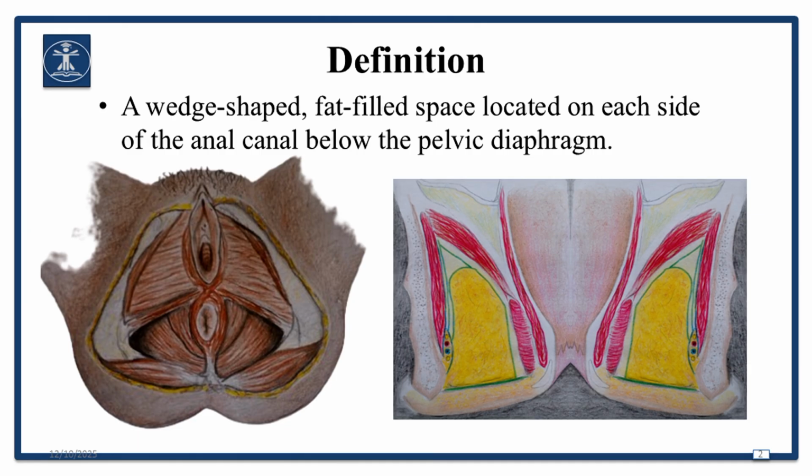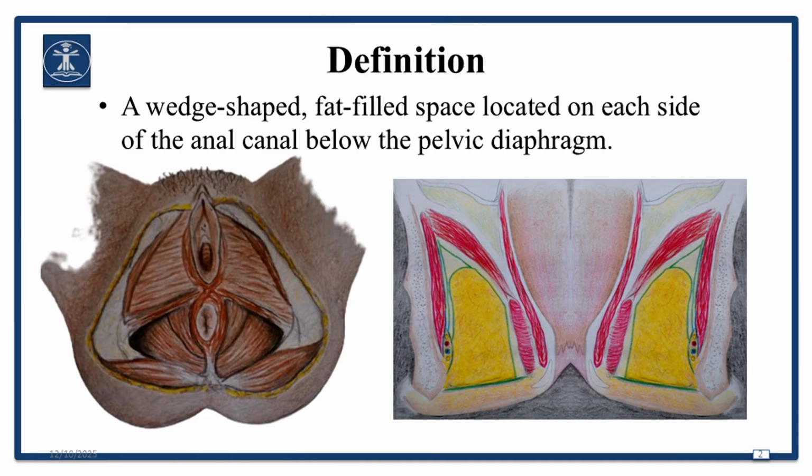Same thing goes for this other image. This very area is the Ischioanal Fossa as well. In the image on the left-hand side, we can see this area. These two areas are the Ischioanal Fossa. Now, these two images are showing us the Ischioanal Fossa from different perspectives.